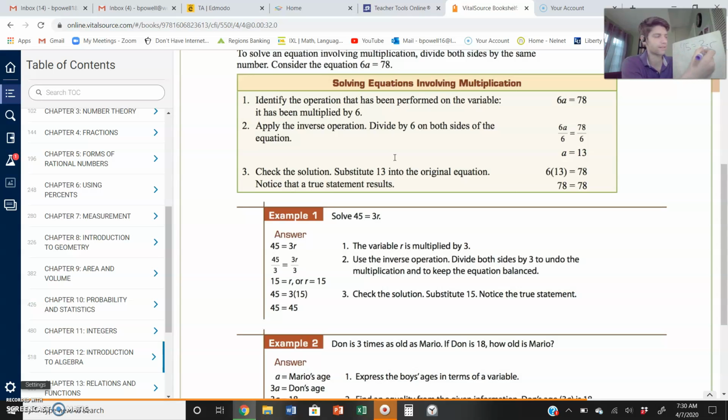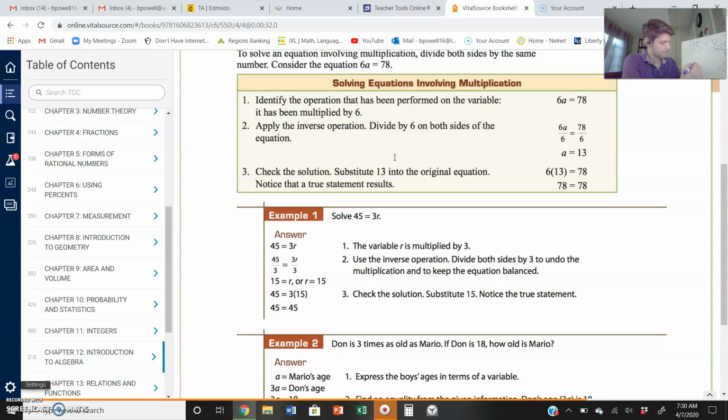Now, whenever I divide, I like writing the fraction bar here because the fraction bar means division. So whenever I divide, the 3's cancel and all I get is r. But remember the balance. If I divide by 3 on this side of the equal sign, I've got to divide by 3 over here as well.